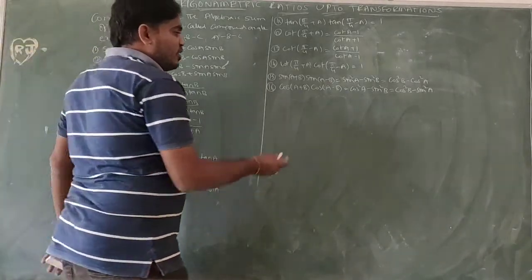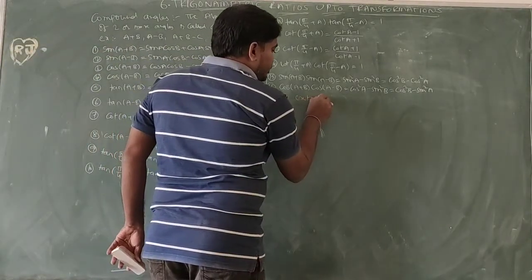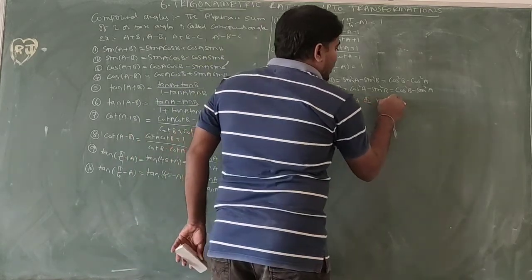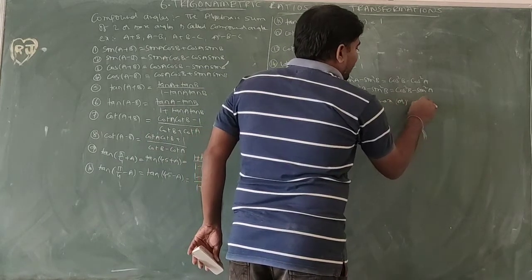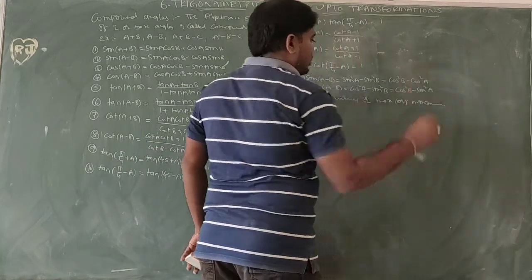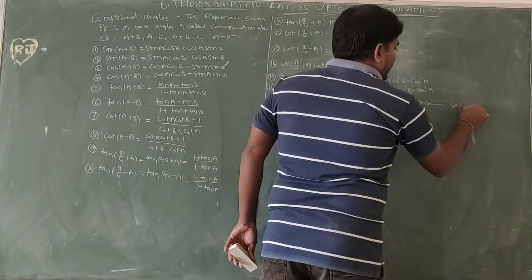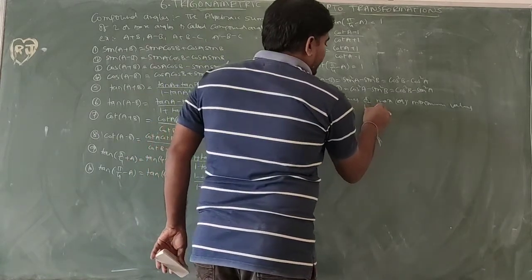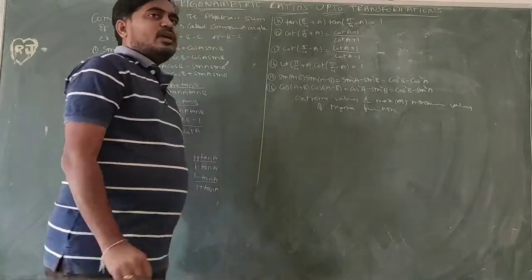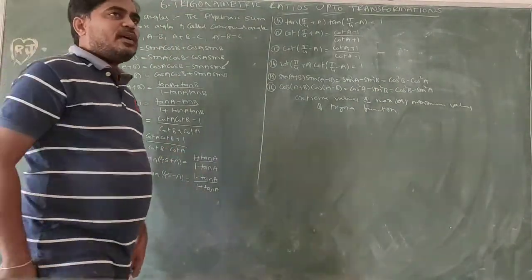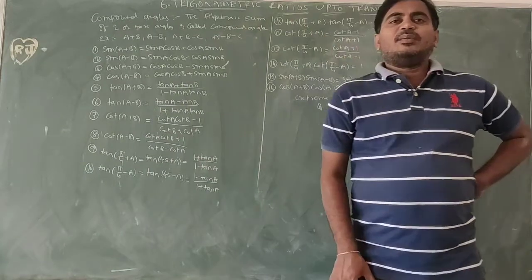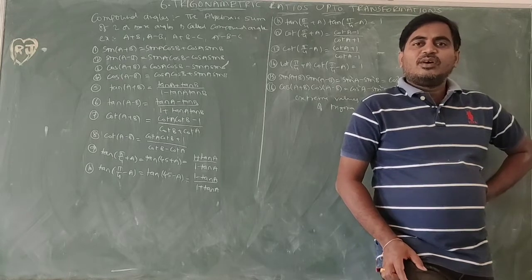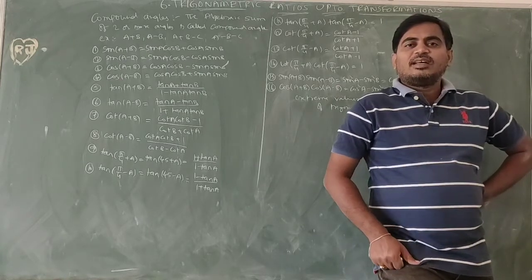Okay, next, extreme values. Extreme values are maximum or minimum values of a trigonometric function. Okay, so we need to find out the maximum and minimum value. We know already the maximum and minimum values of sin and cos: minus 1 to plus 1. Minus 1 is the minimum value of sin and cos and the maximum value is plus 1.